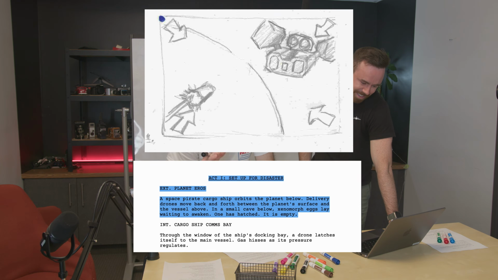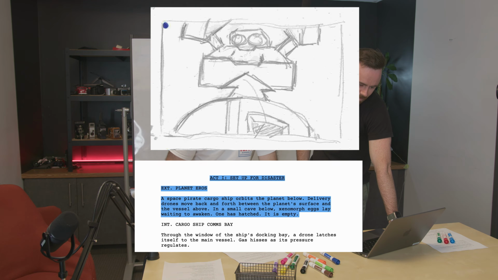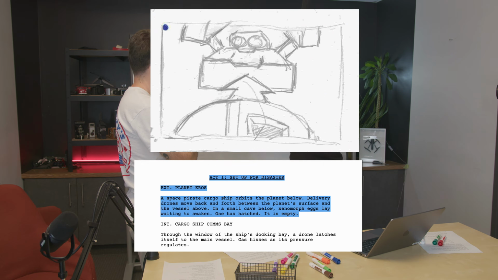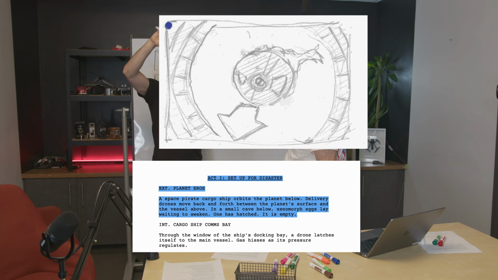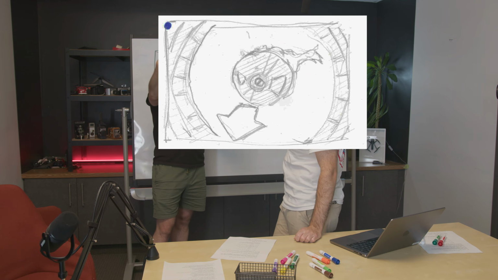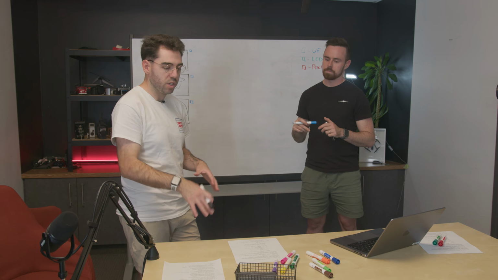A space pirate cargo ship orbits the planet below. Delivery drones move back and forth between the planet's surface and the vessel above. The spaceship comes right past you and almost shakes the frame a bit. The shot that we're talking about from like the Apollo mission. You need that one, where you're actually filling the frame with the pod coming and docking. This is just mainly important for us to establish what we're shooting on LED.